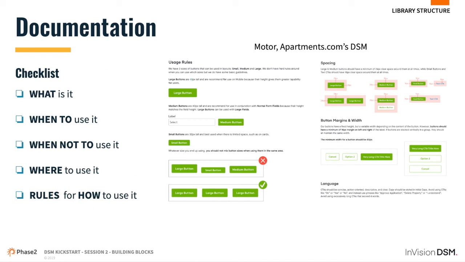When creating documentation for the first time, it's important to answer the following questions. What is it? When to use it? When not to use it? Where to use it? And rules for how to use it. On the right here, you can see an example of some documentation on button usage rules for apartments.com's DSM, which is called Motor. I think this is a really great example of documentation for a component.